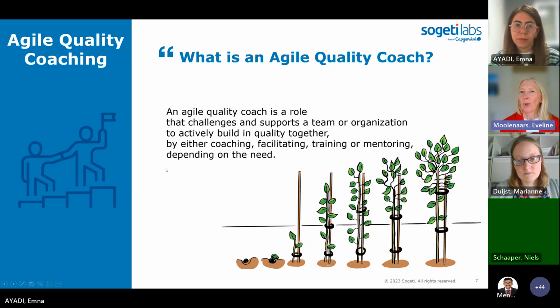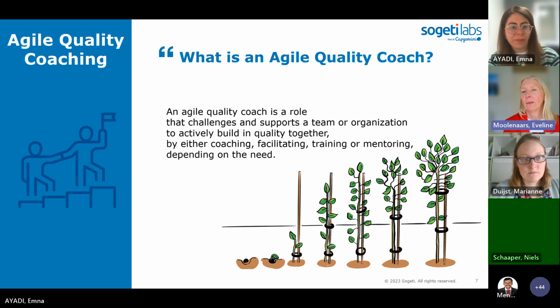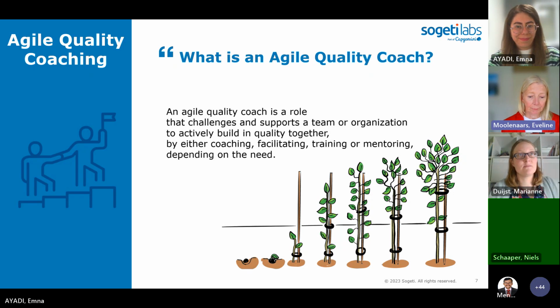What's important here is that it's a role, and a role can be fulfilled by a lot of different functions and other roles. For example, a quality engineer or a tester can be a quality coach, but also a scrum master, and that's often what we see here in the Netherlands. A product owner can also be a quality coach. There can also be a separate quality coach, like an agile coach for a whole team. So that's important to know.